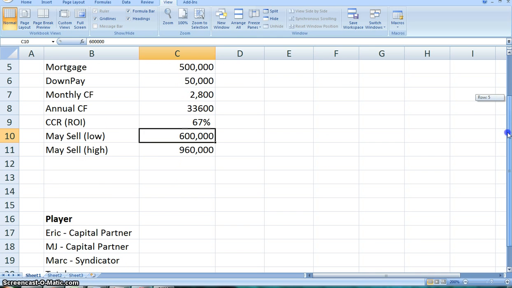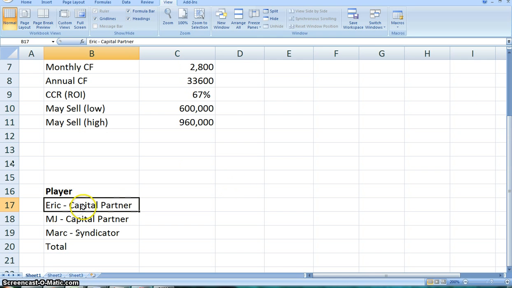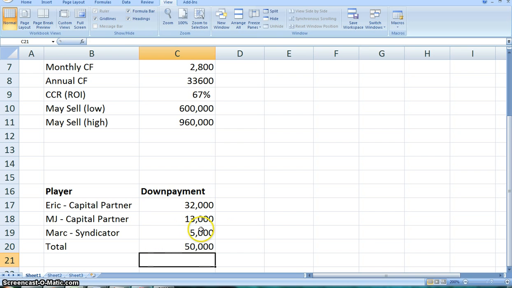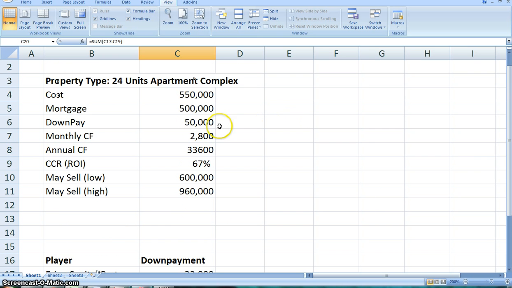Now I'm going to walk through how I would syndicate a deal like this. Here are the players' names that were at my table: Eric and MJ. They're capital partners. I knew they had some cash lying around. Eric had $32,000, so we're going to call this column down payment. MJ had $13,000. And I only had $1,000. The sum of those two is $45,000, so I need to come up with $5,000. What I did is I combined a bank loan of $4,000 with my $1,000 to have $5,000 to put into the deal. If you sum up all of these numbers, it's $50,000, which equals the down payment necessary to do this deal card.